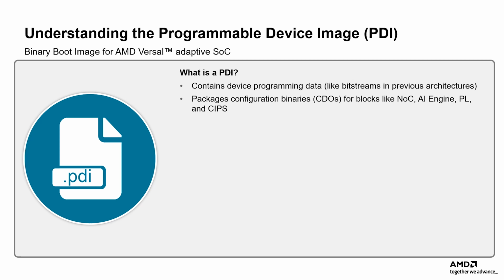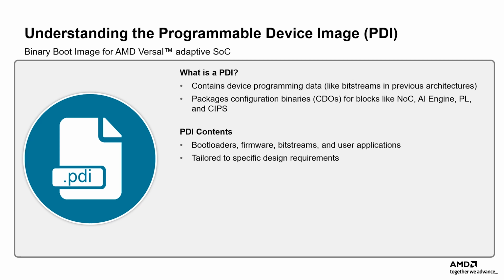This binary boot image for the Versal device is called a PDI, which is an AMD file format to boot and configure the Versal adaptive SoC. Along with the configuration binaries and bitstream, a PDI file may contain multiple partitions, including the bootloaders, firmware, and user applications, which are inessential to boot and configure the Versal device. The PDI data is specific to the design requirements.